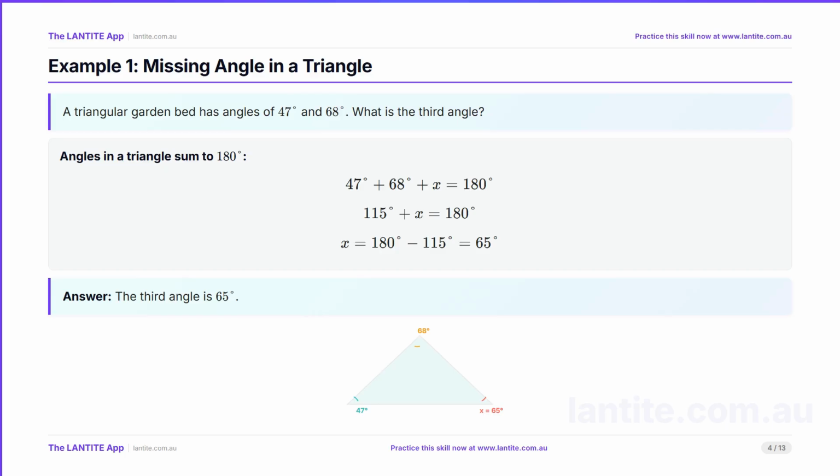A triangular garden bed has angles of 47 degrees and 68 degrees. Using the triangle angle sum rule, 47 plus 68 equals 115. Subtract from 180. 180 minus 115 equals 65 degrees. The third angle is 65 degrees. Always check. 47 plus 68 plus 65 equals 180. Correct.